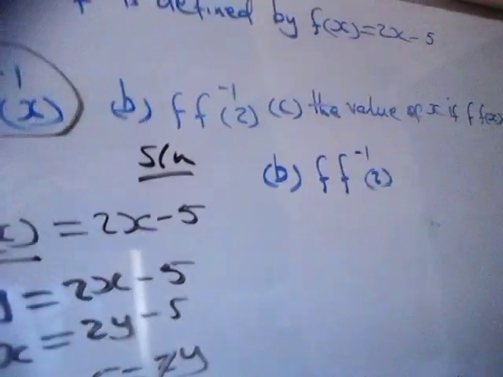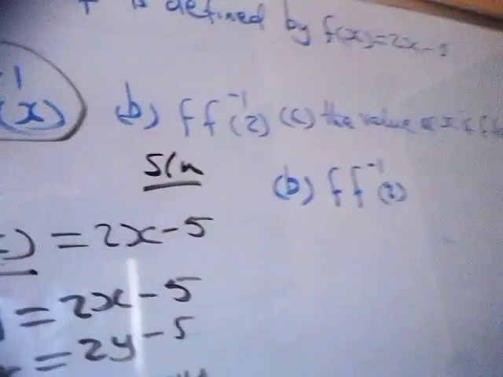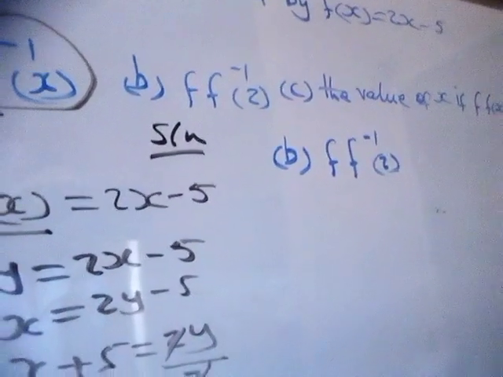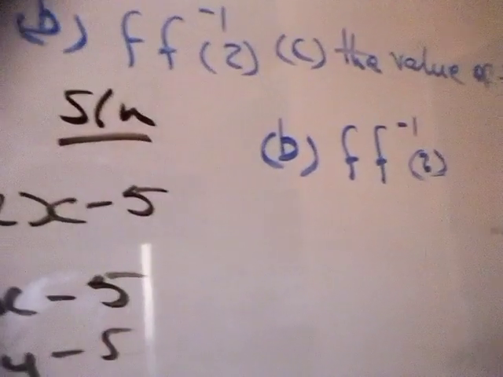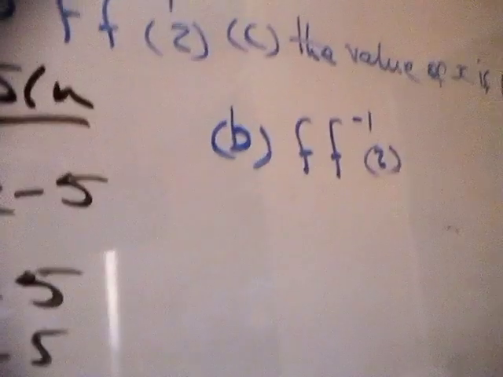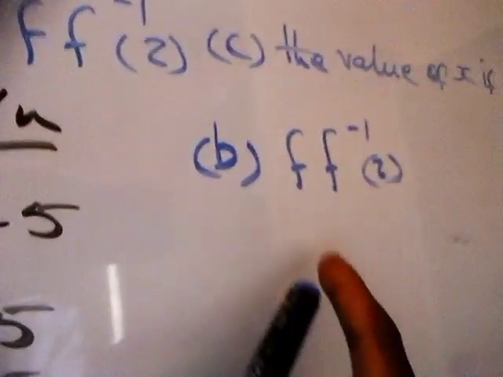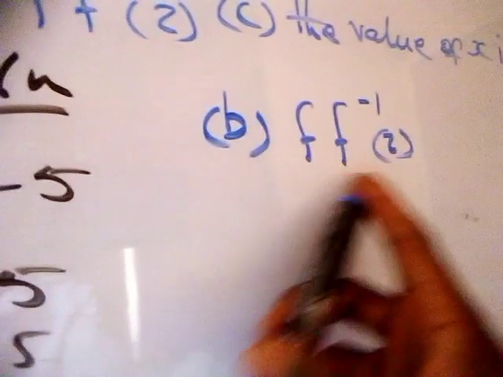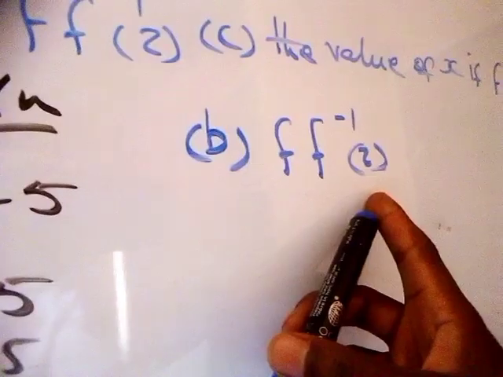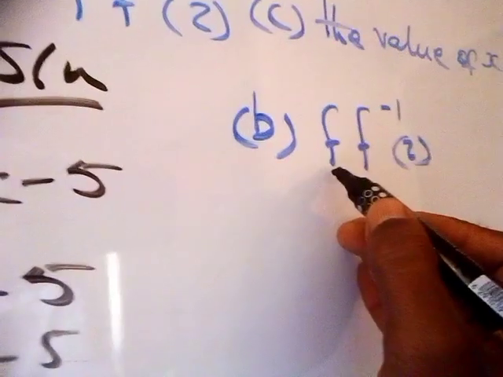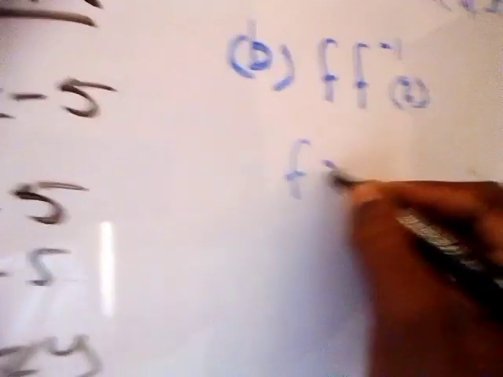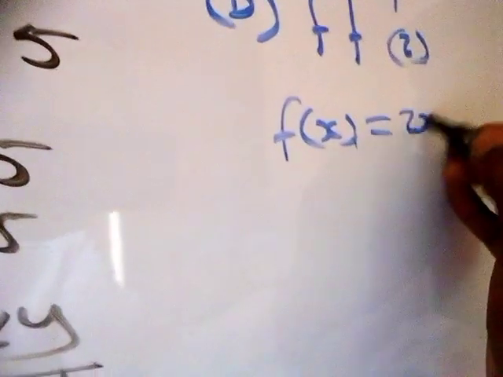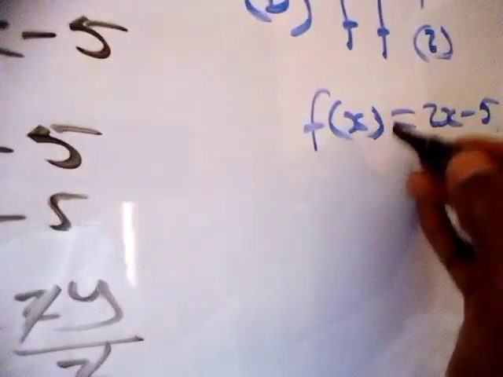Now let's look at the second question. The second question wants us to find the f function of the inverse function of f of 2. So what does this simply mean? First of all, we write the f function, and the f function is f of x equals 2x minus 5. This is what you're going to write.